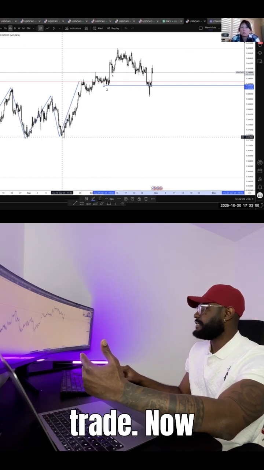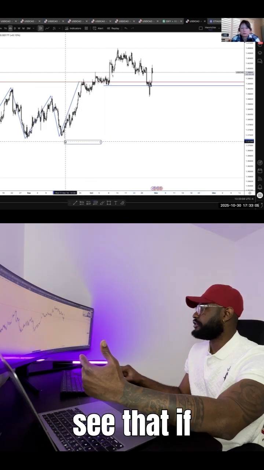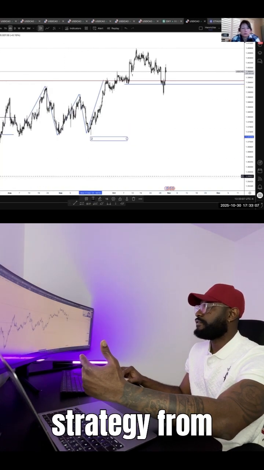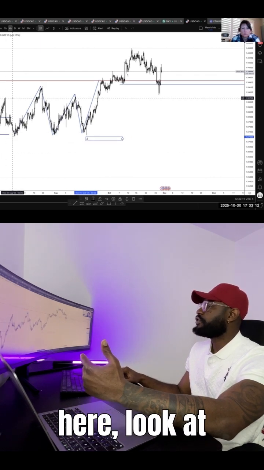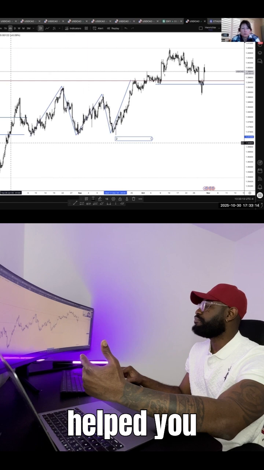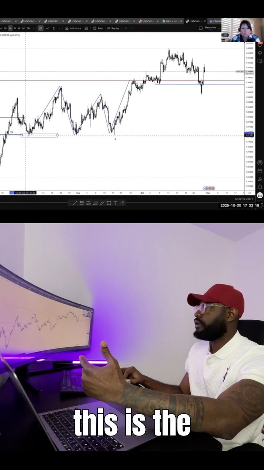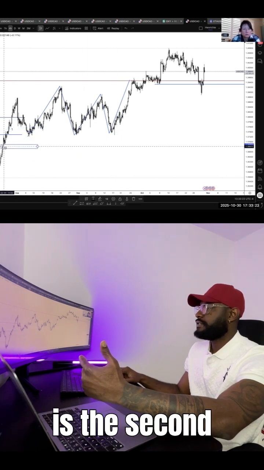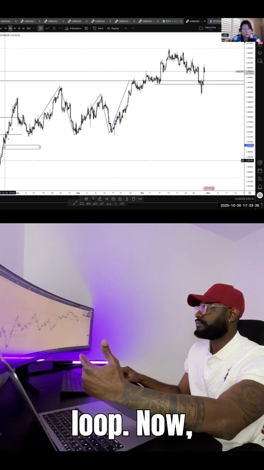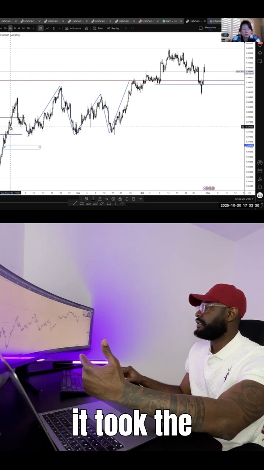Now, look at this. Just look at this from this low. You can see that if you use this two-step strategy from this overall low, let's say you got into the trade from down here, look at how much this would have helped you protect this trade. Because let's look at the 1, 2. So this is the first low, and this is the second low. Now, despite the fact that we had this huge retracement, it took the first low, right?